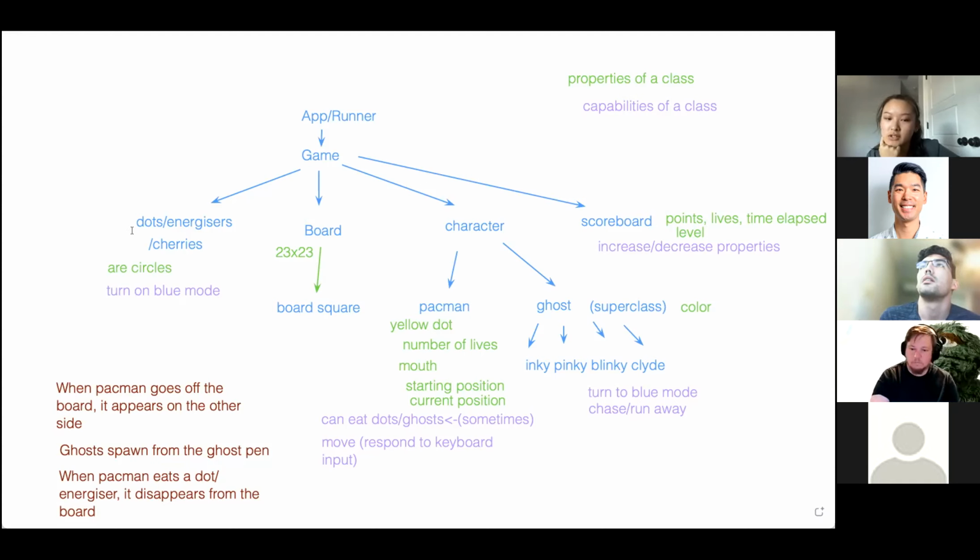It sounds like you're making an argument for dots, energizers, and cherries being children of board square. Yeah, I can get back to you on that. Let me double check how. We don't have to decide one way or the other. Yeah, I think there's many ways to skin this cat. I don't think we're going to finish this project.